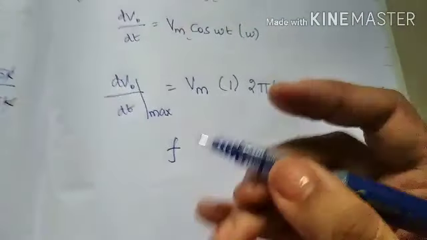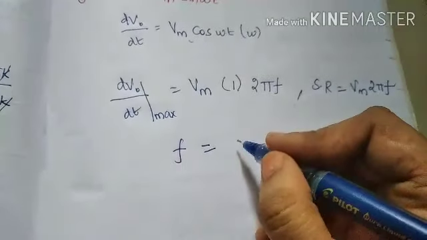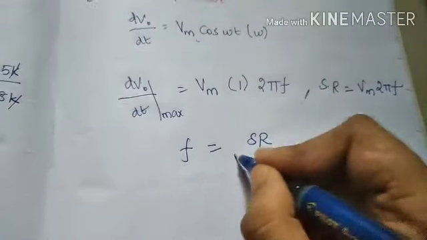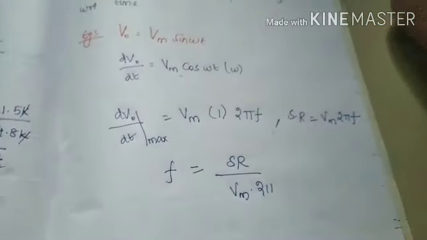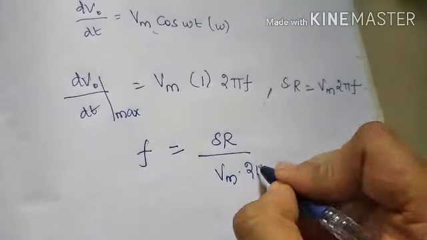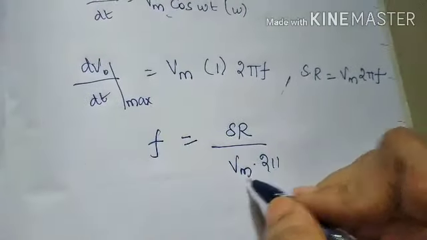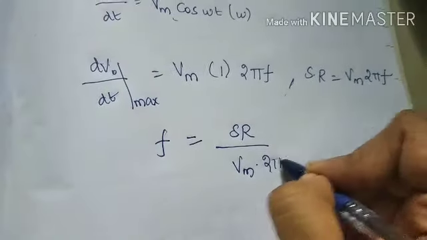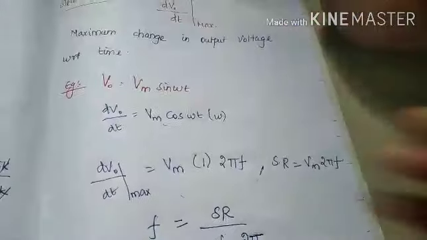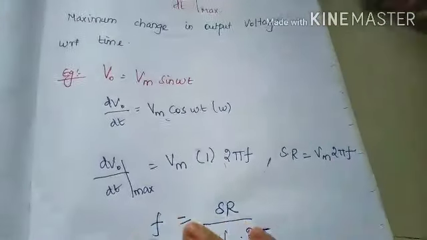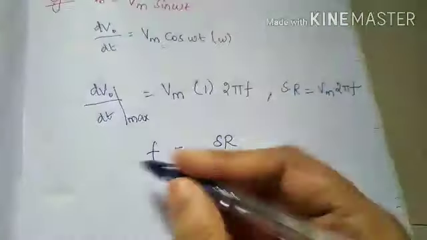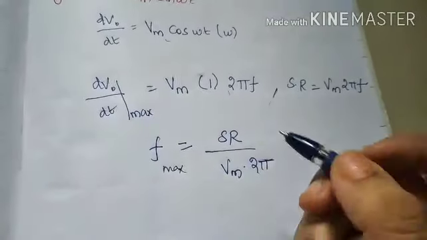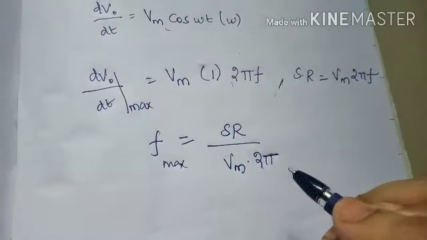So this f alone we need to calculate. This maximum frequency is equal to slew rate divided by Vm into 2 pi. See, listen carefully. Maximum frequency f max is equal to slew rate divided by Vm into 2 pi. This is the formula for maximum frequency. What does slew rate mean? It is the maximum change in output voltage with respect to time.